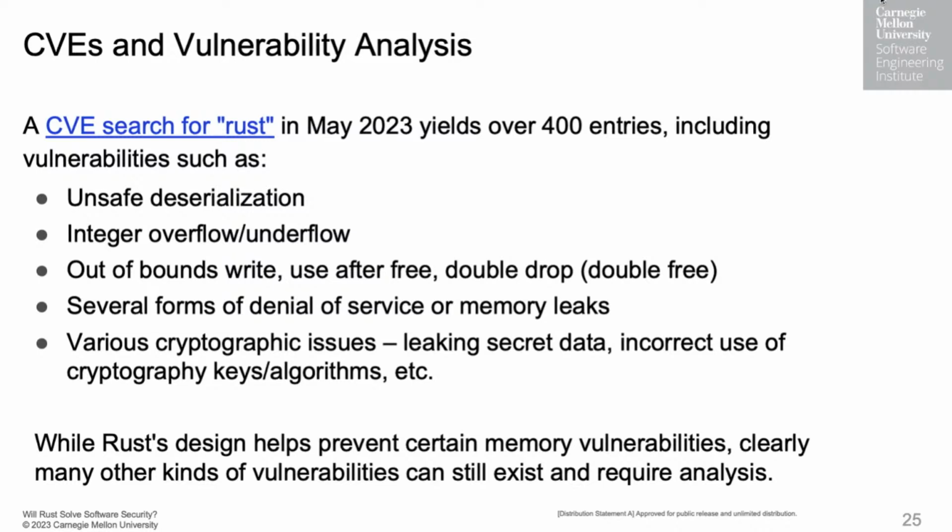They did include use after free and out of bounds writes, which are memory problems. Those should have been caught by the borrow checker. Obviously, these things escaped the borrow checker, and it's an open question as to why. You can look at those individual CVEs if you want.